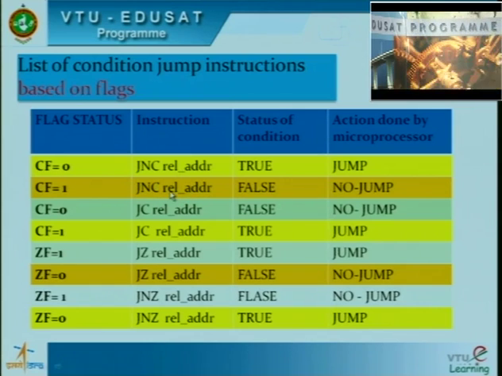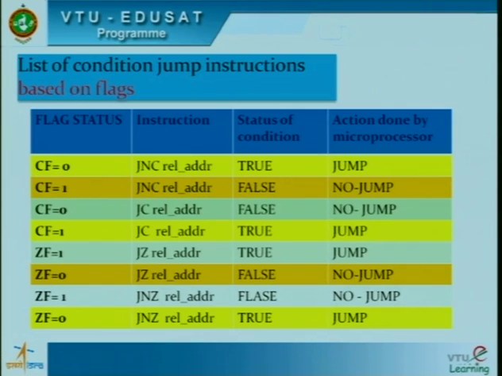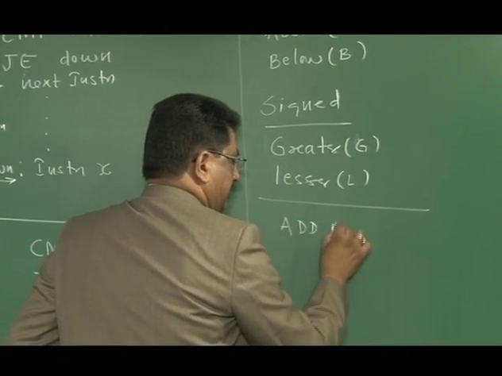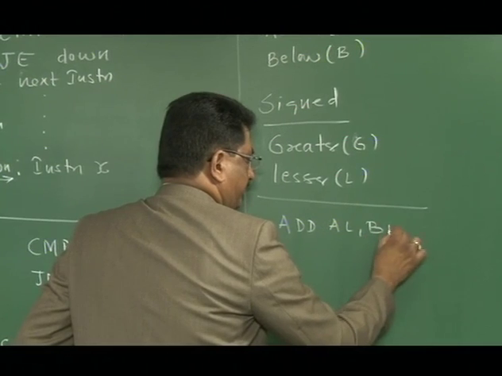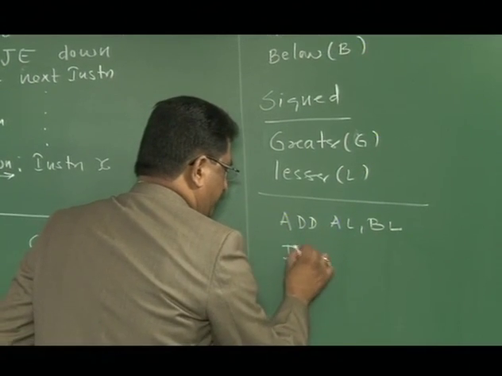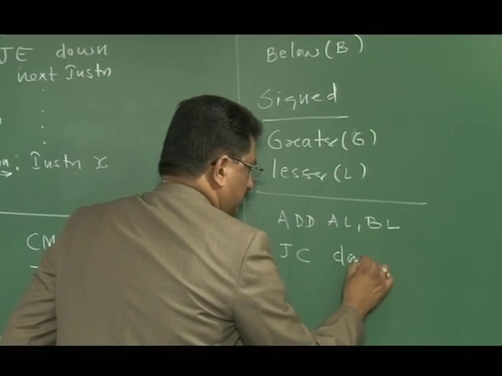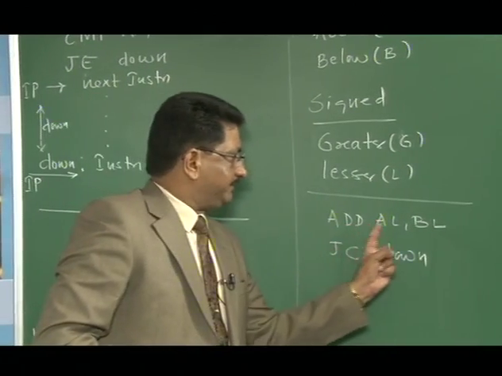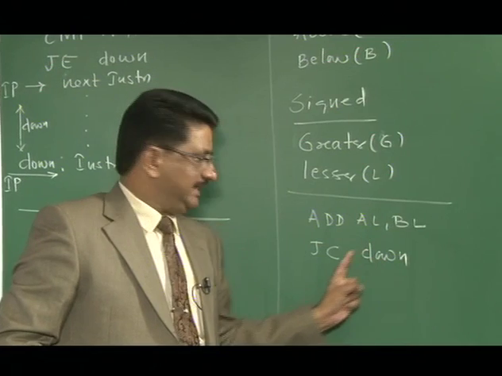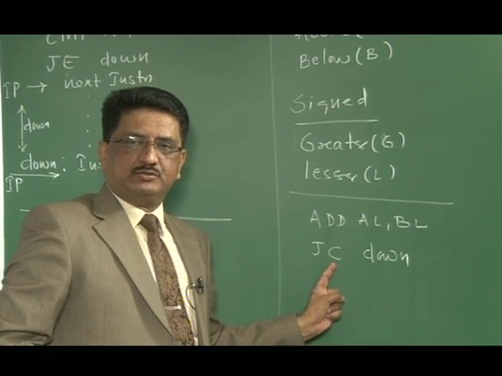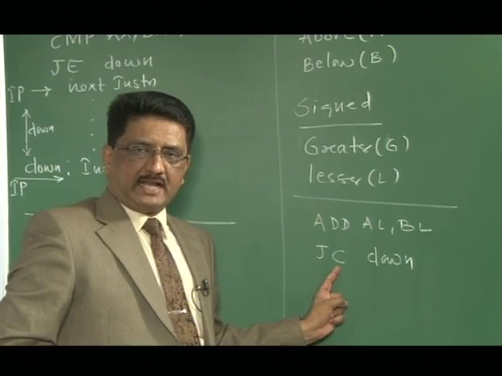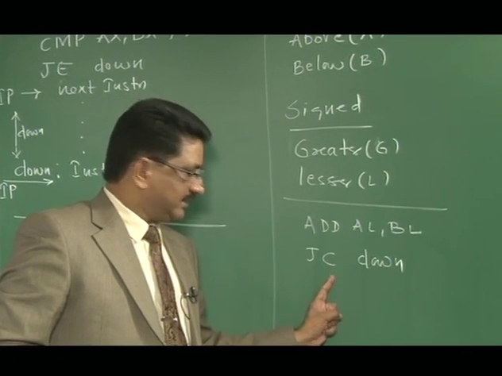Say for example, I will say ADD AL, BL, jump if carry to down. After addition, if there is a carry, then this condition becomes true. This instruction results in a branching operation. If no carry flag is set, then it proceeds further with the next instruction.